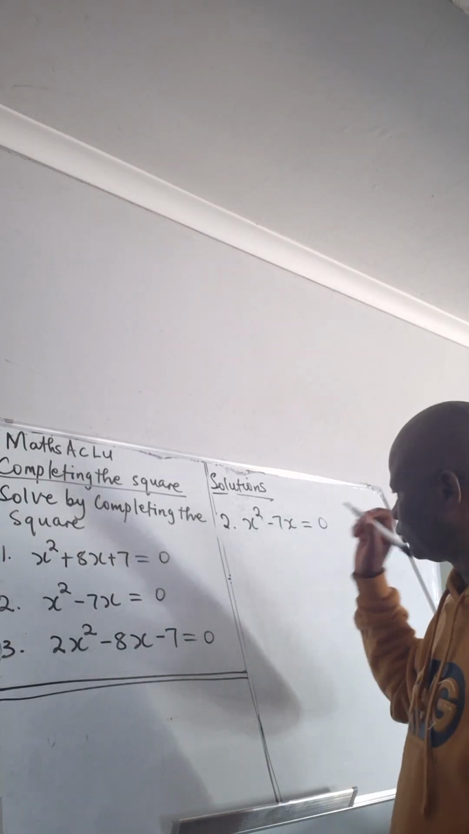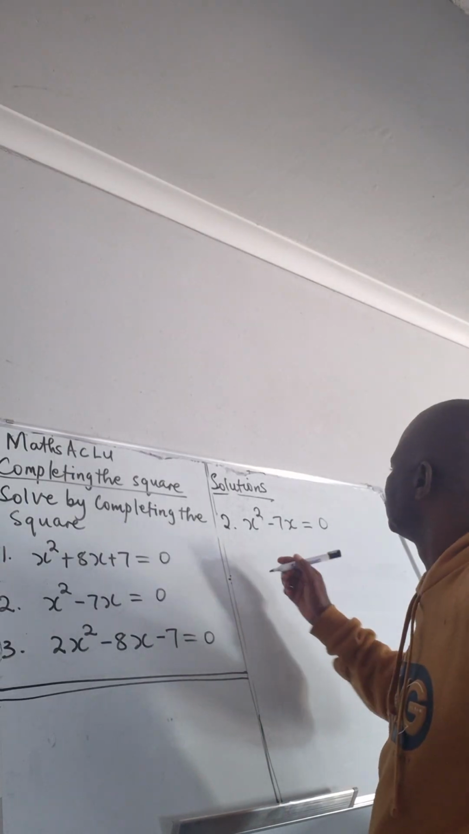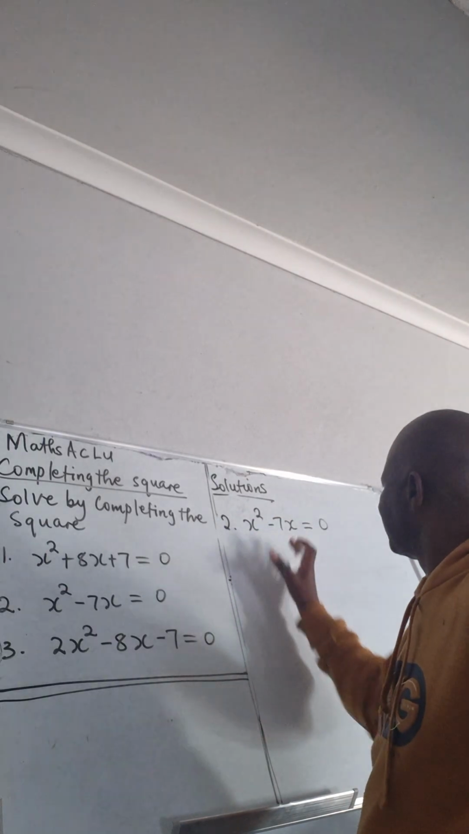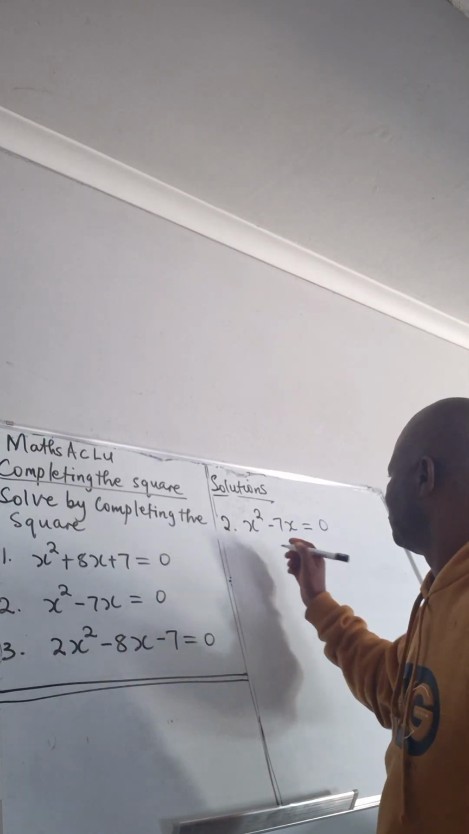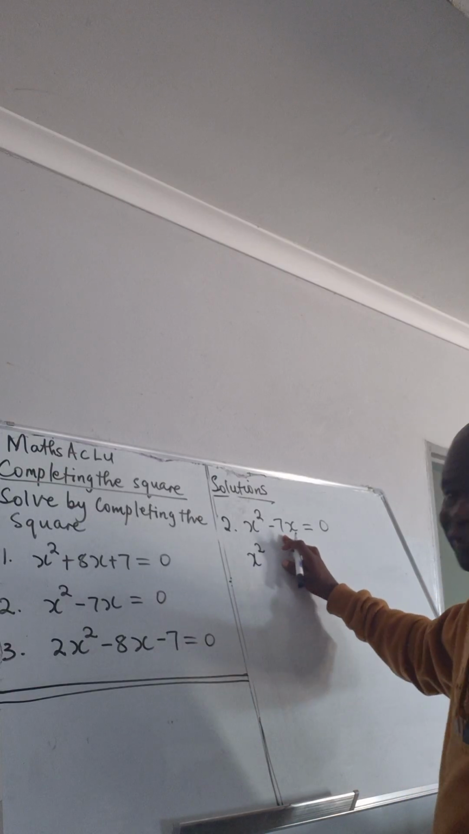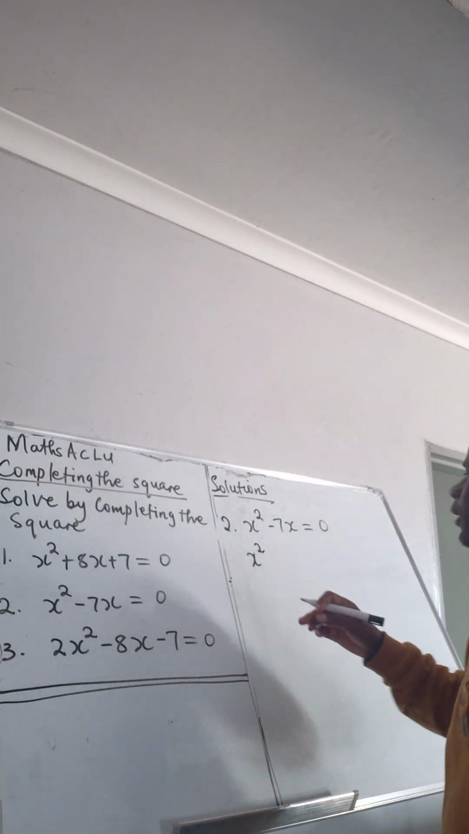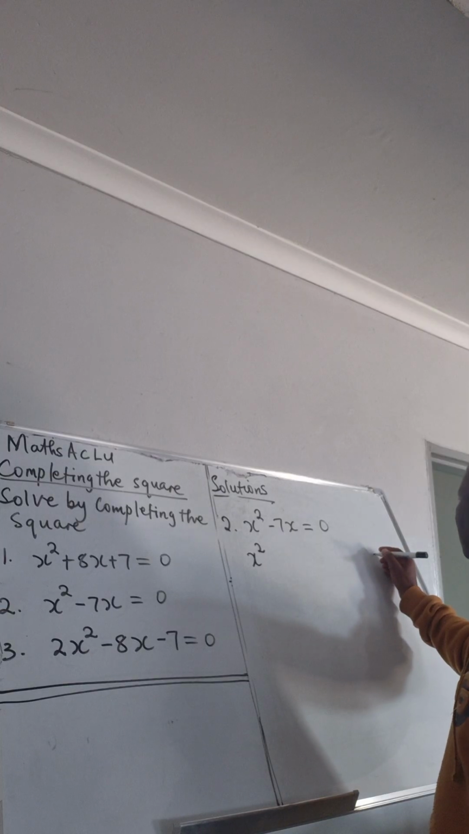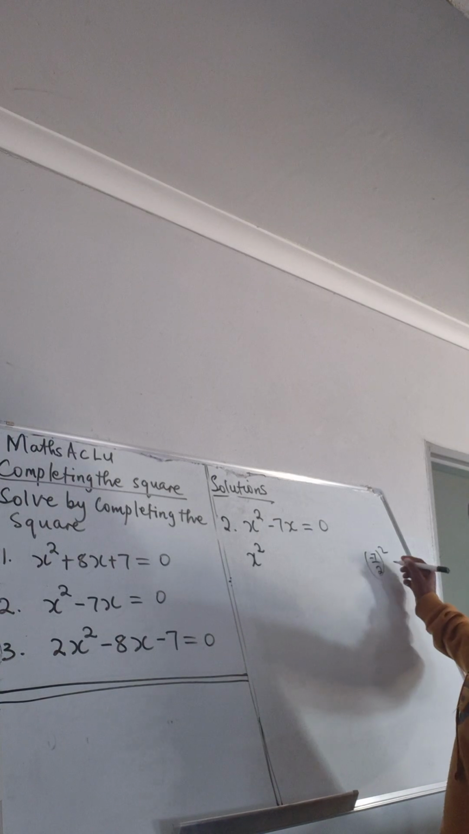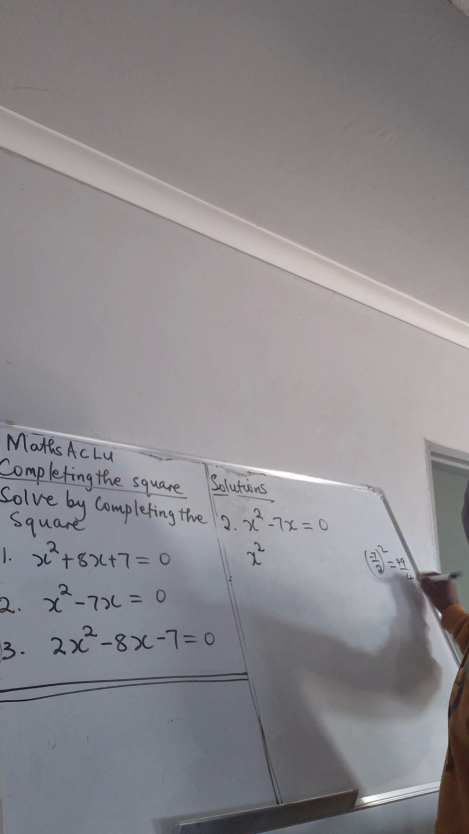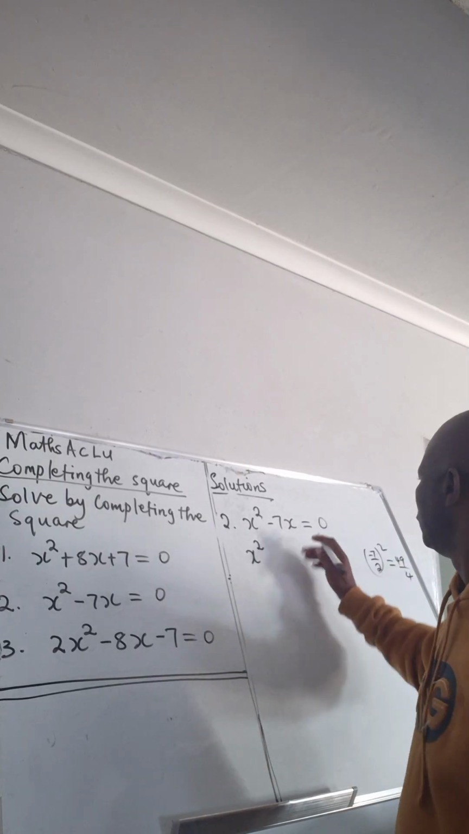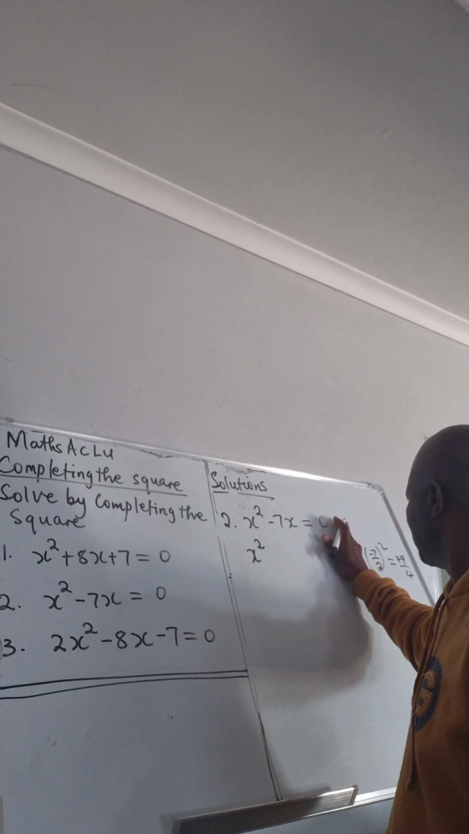But this time we are using completing the square. We want to make the left-hand side a perfect square. As I said before, you add half the coefficient of x. In this case, half the coefficient of x is going to be minus 7 over 2. Then you square it, and you get 49 over 4. So you are going to add 49 over 4 on both sides. Since we don't have a constant here, we are going to add it to 0.